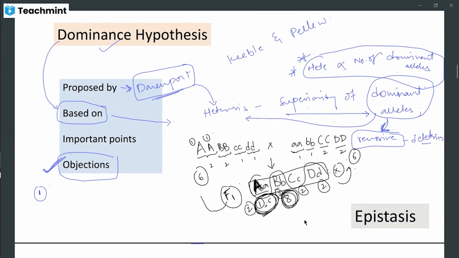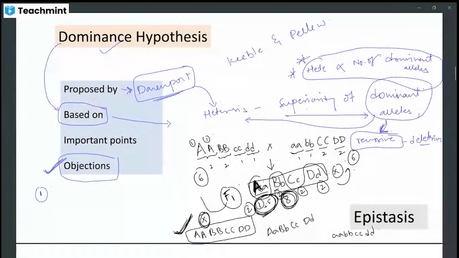When he selfed it, you can obtain this type of individuals. Now we will again obtain all the genes in heterozygous condition, and you can obtain all the other genes in homozygous conditions. So you can ultimately get a true heterotic individual, right? But this was not able to be seen. So what might be the reason? This was not being seen. So what is the reason for that?